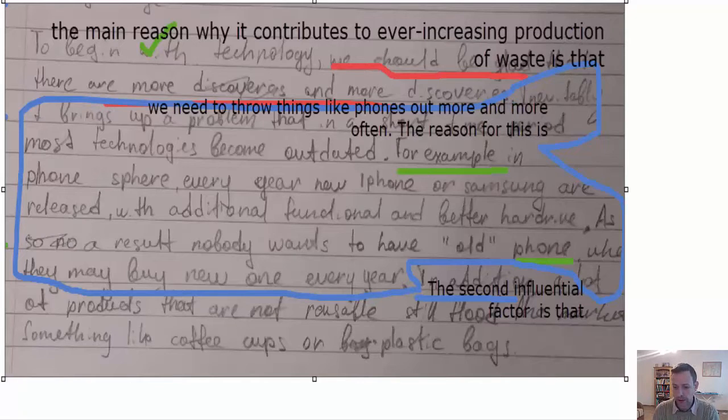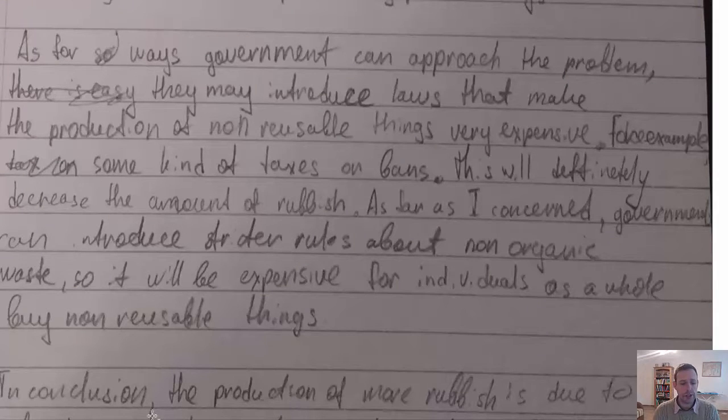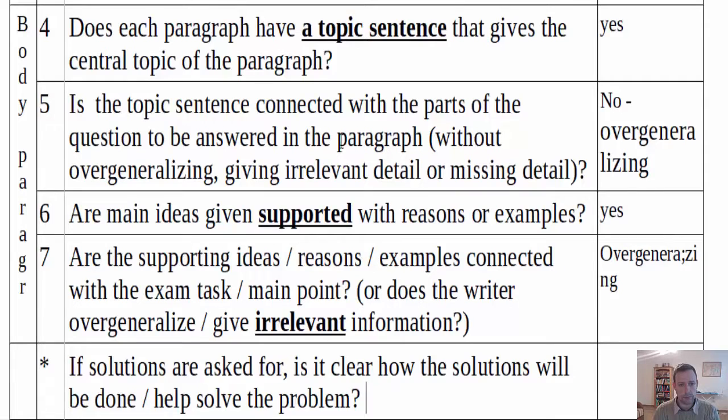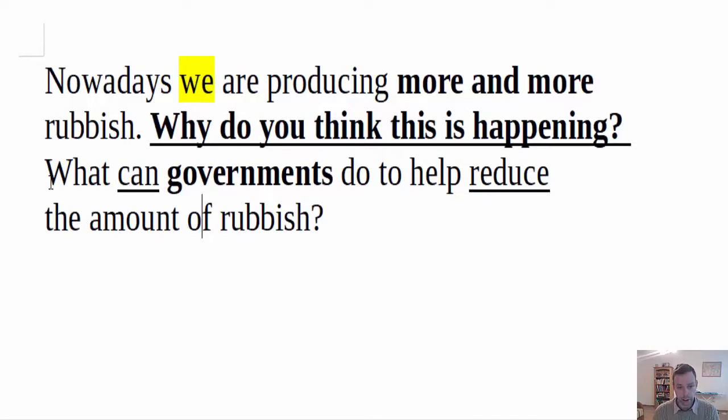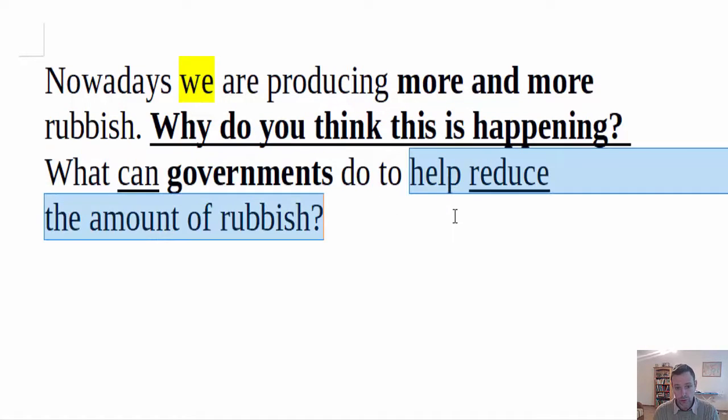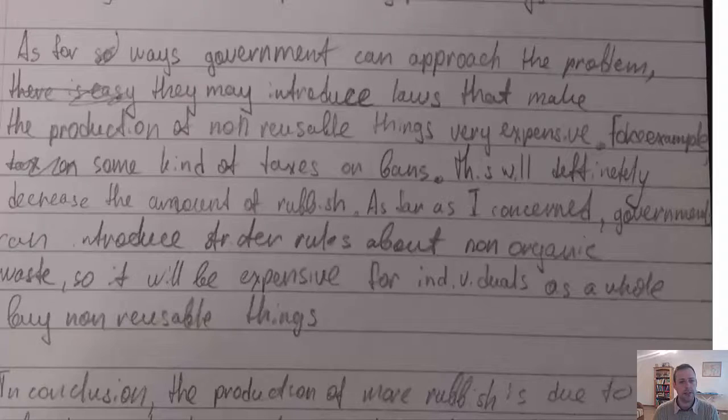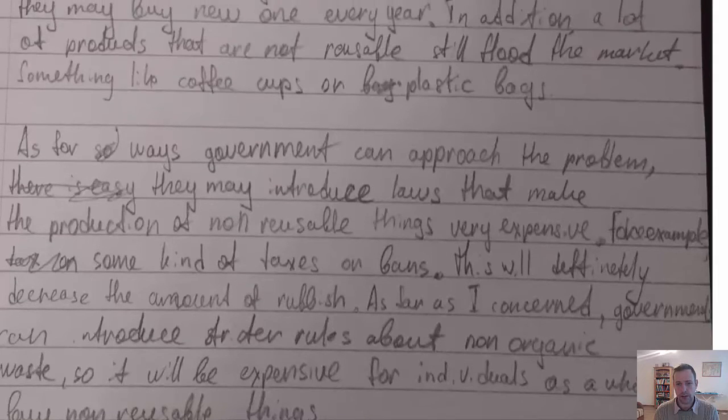Okay, let's have a look at the second paragraph. Okay, we've got the second paragraph here. So again, the first one there does each have a topic sentence. As for ways government can approach the problem. So yep, it's got a topic sentence. And the good news is, if we look at the question again, what can governments do to help reduce the amount of rubbish? Okay, so it doesn't have the idea can approach the problem. It doesn't have the idea of reducing the amount.